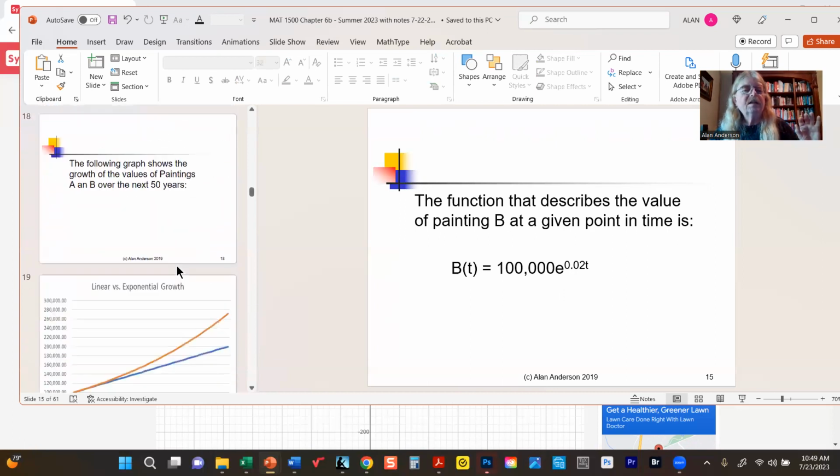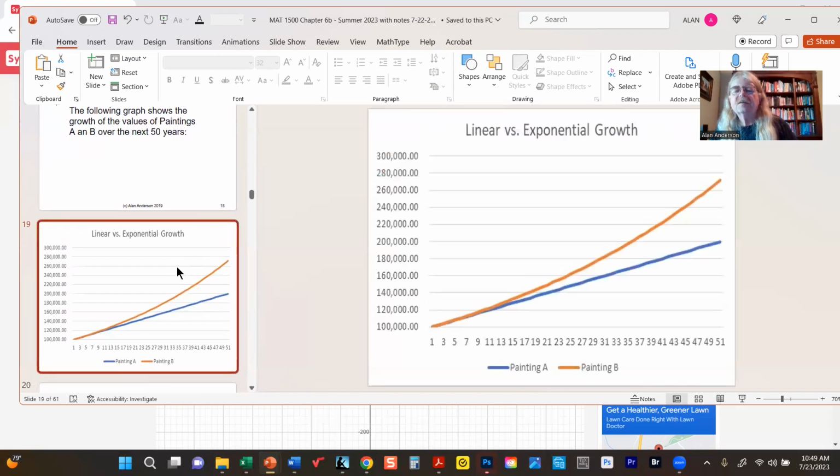So if you plot these together, you can see what's going to happen. Now, this is taken from Excel. At first, they're growing very similarly. But this is painting A. This is the linear growth function, $2,000 per year. And the second one, this is B. This is the exponential growth.